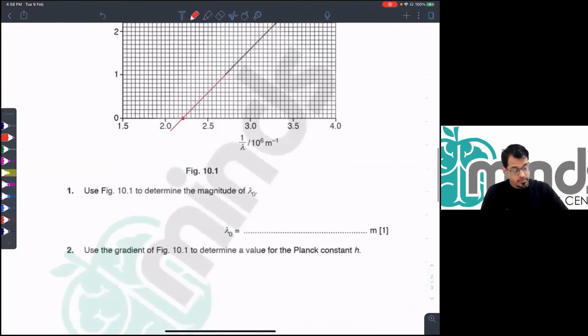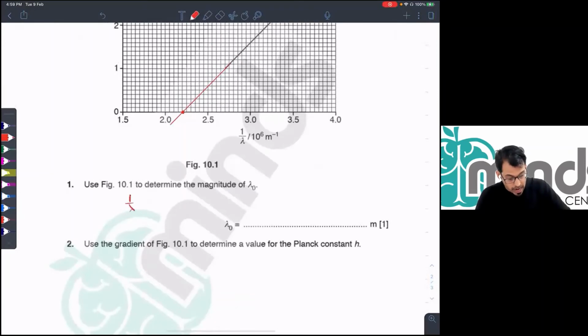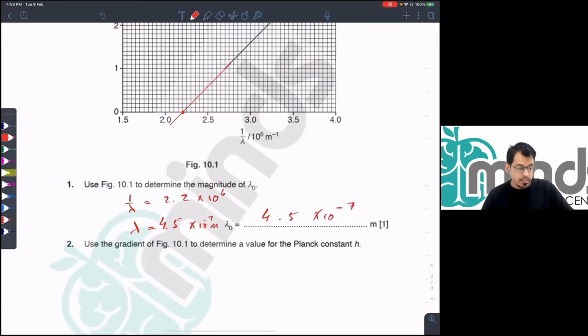It means that 1 over lambda is equal to 2.2 exponent 6, right? So if I calculate lambda from here, what will I be getting? 4.5 exponent minus 7 meters. So you can write 4.5 exponent minus 7 meters. How many of you actually got the same answer? 4.5 exponent minus 7.